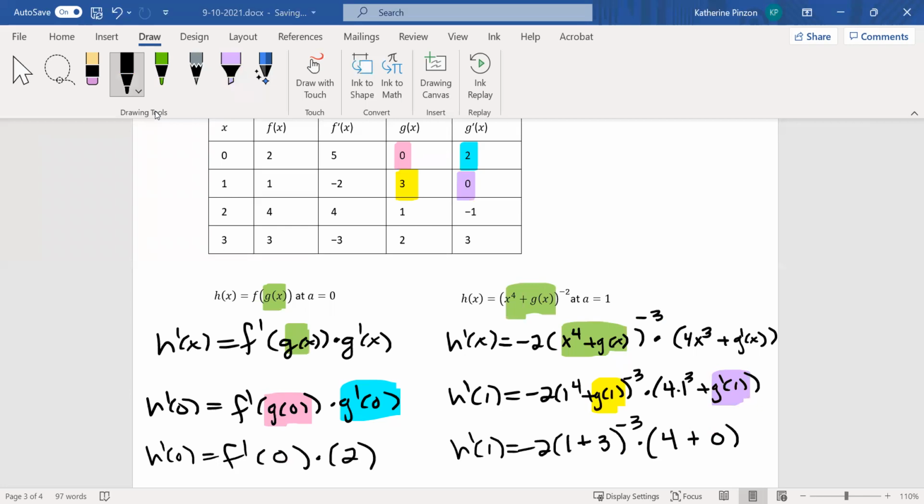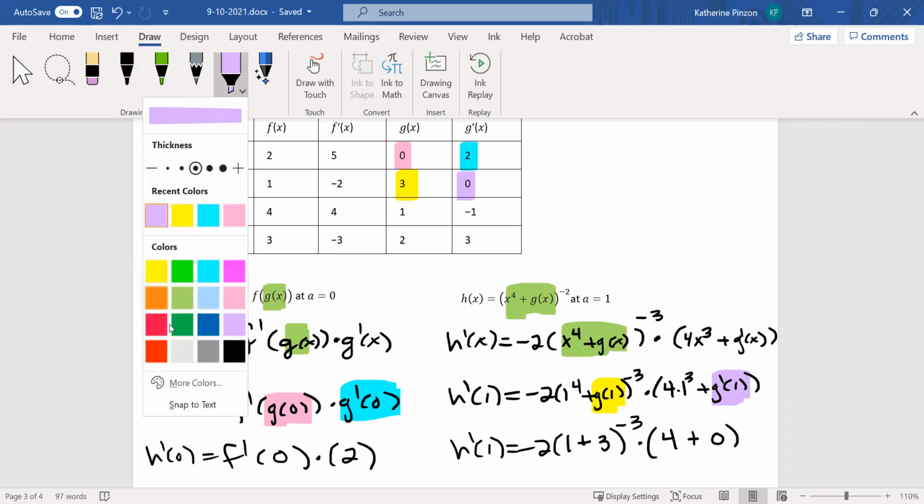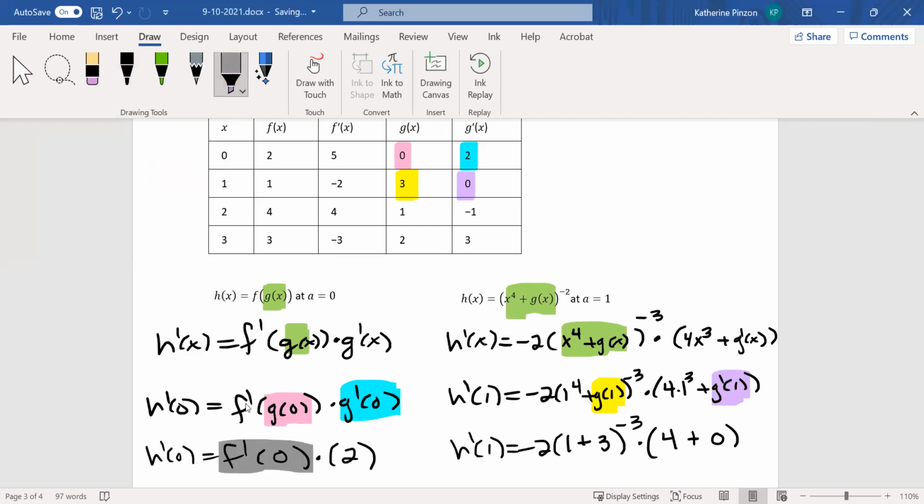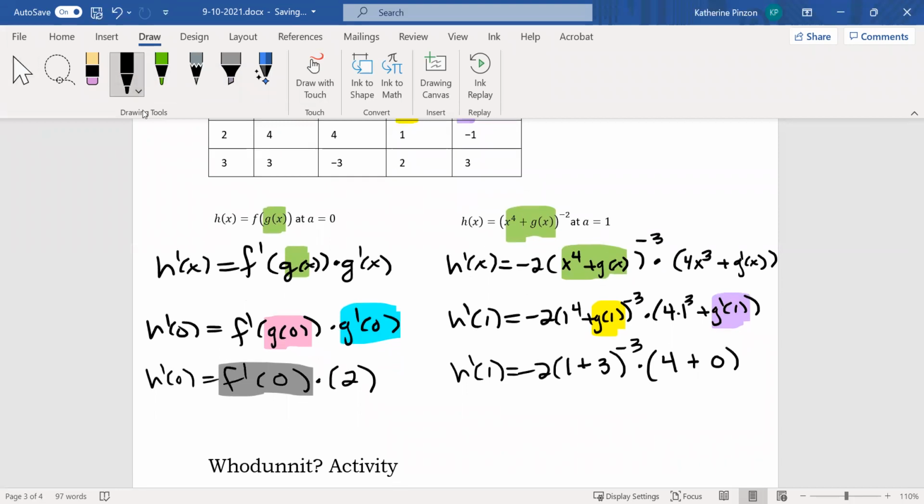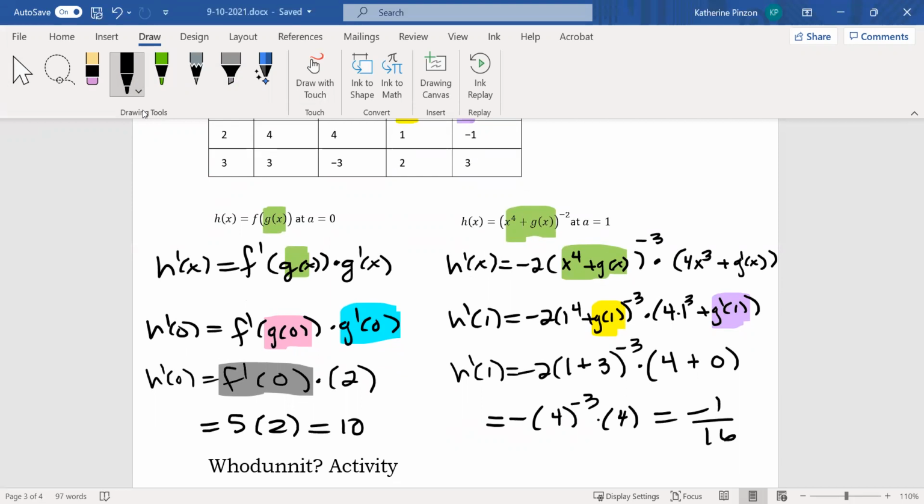Okay, do I need to go back to the table at all? Yeah, I need to go back to the table because I still have this f prime of 0, right? Anytime I don't have just numbers and I have those functions, I gotta go back to the table. I have to go back one more time and look for f prime of 0. When I look for f prime of 0, I see here's the 0, 5. Good. 5 times 2, 10. This one is -2 times 4 to the -3 times 4, which is -1/16. Maybe. Someone should check that in their calculator.